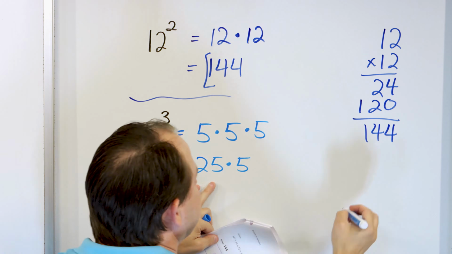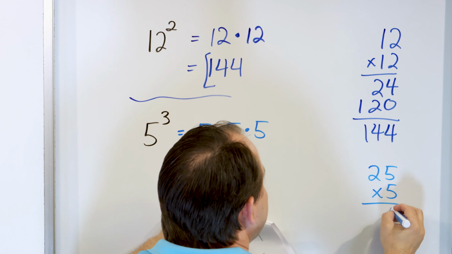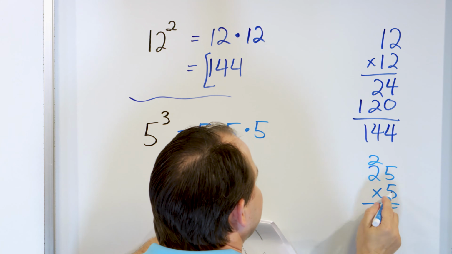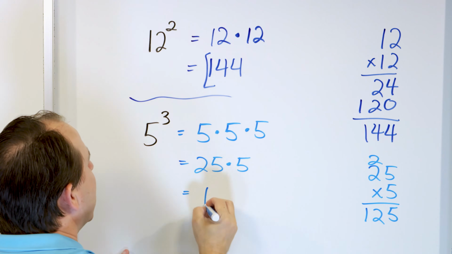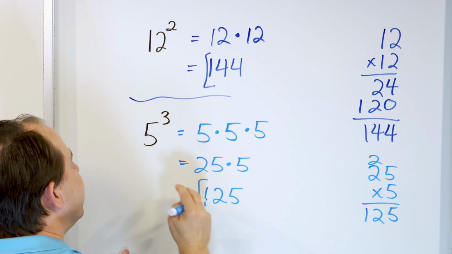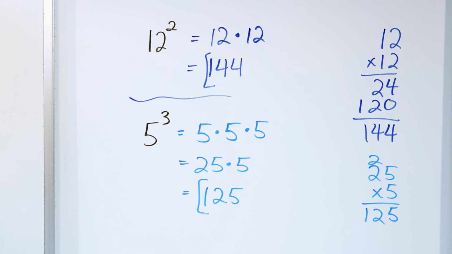Now I don't know what that is, so I go over here and do 25 times 5. 5 times 5 is 25, carry the 2. 2 times 5 is 10, and 2 more is 12. So the answer is 125. So 5 cubed, or 5 to the power of 3, is 125.